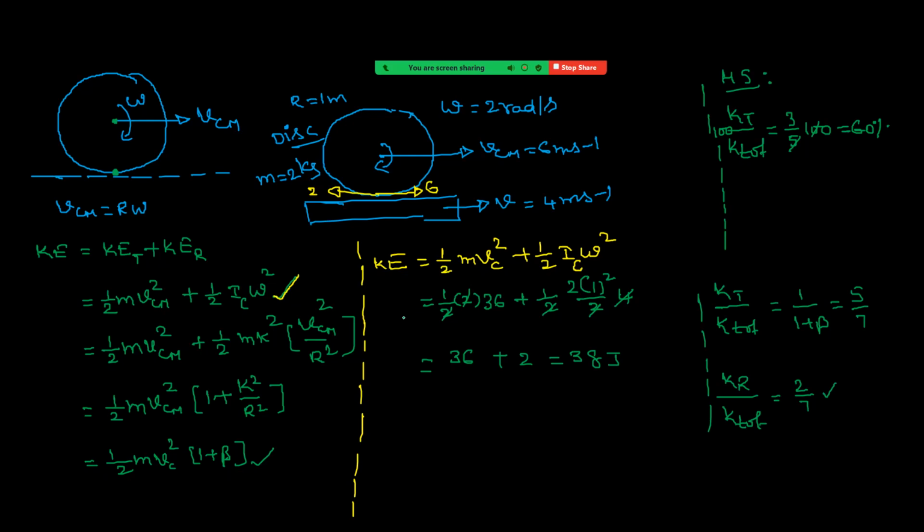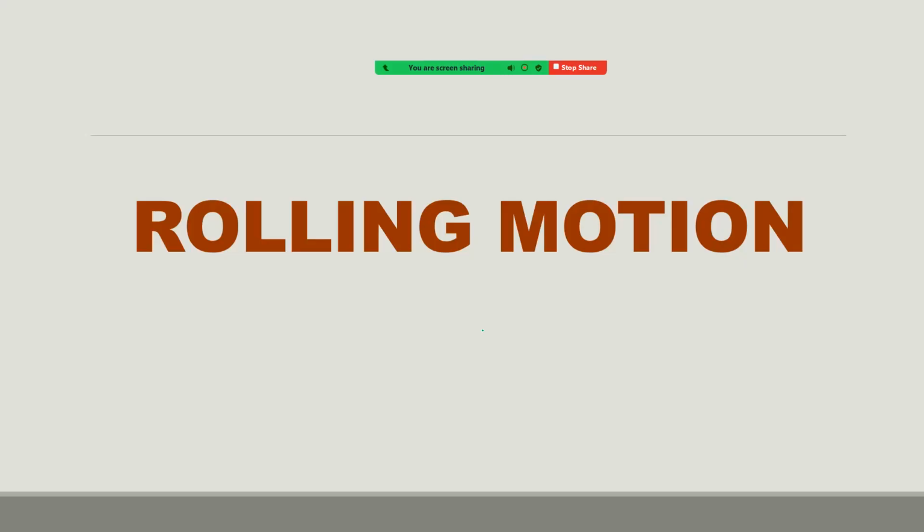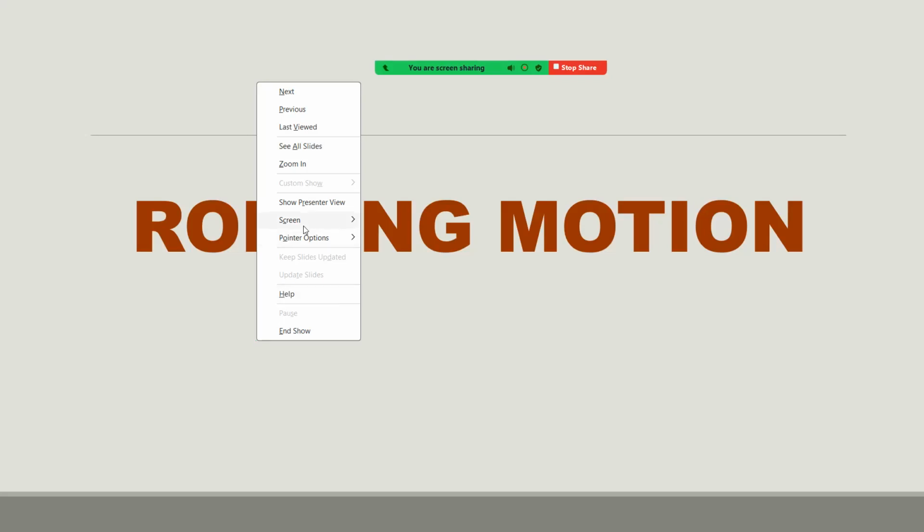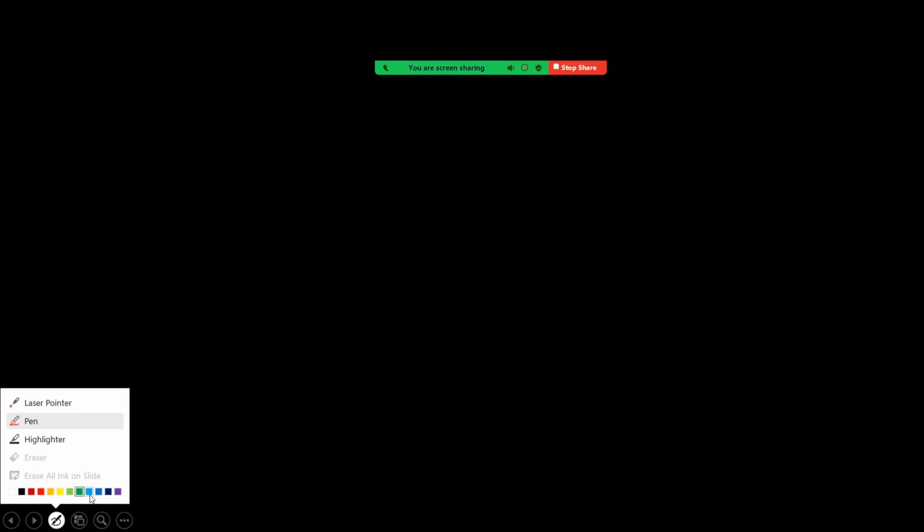Now focus on how to calculate angular momentum. Let us see the calculation of angular momentum. Assume a body is now rolling.